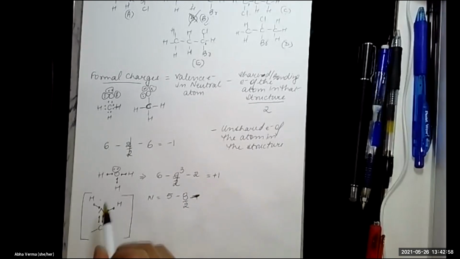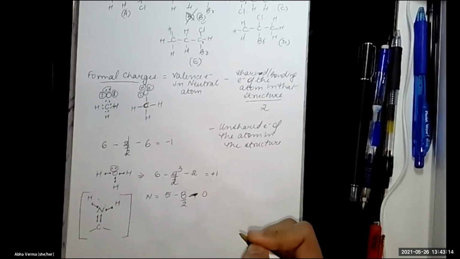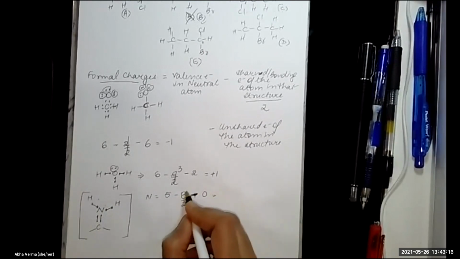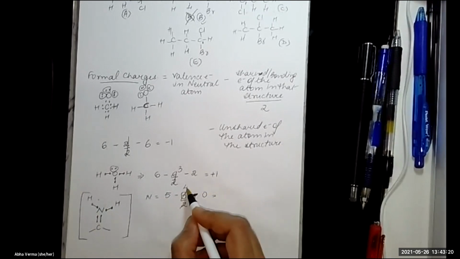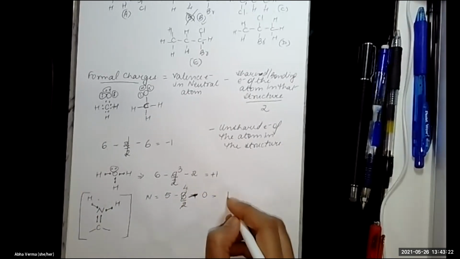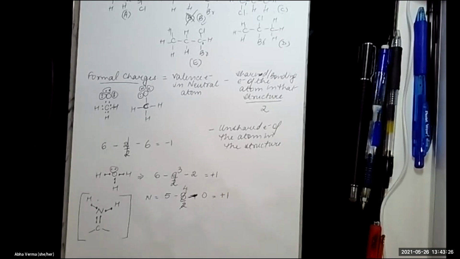Nitrogen makes how many bonds usually? 3. But in this case, nitrogen is making 4 bonds. It has lost its lone pair electrons to make the 4th bond. So there are no more unshared electrons left here. So 5 minus 4 is 1. And we write a plus 1.